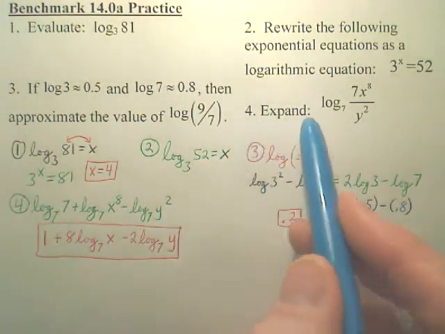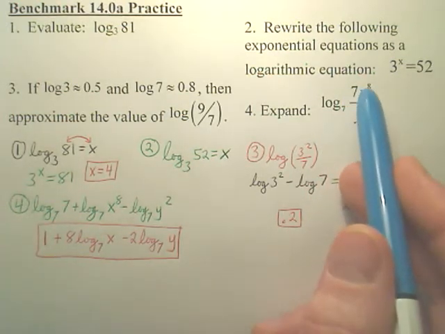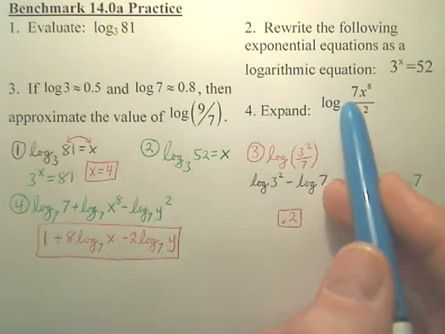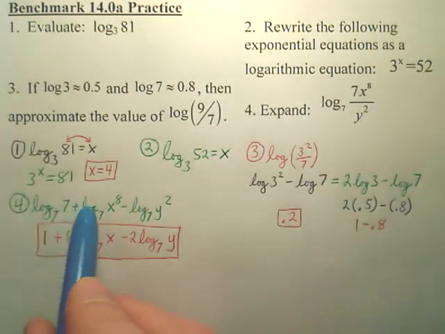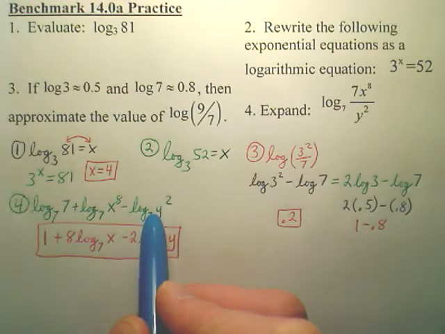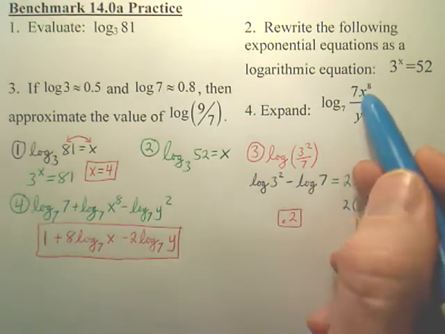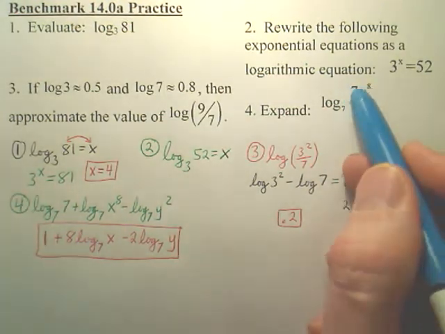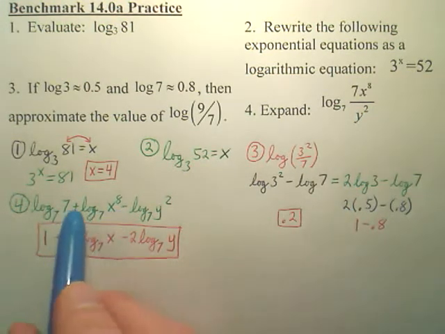And lastly, number 4, if we want to expand this, what you'll notice is there's 3 pieces inside of this log base 7. There's a 7, an x to the 8th, and a y squared. So there's the 3 pieces, all base 7. Now, why is this a plus and this a minus? Well, the x to the 8th is on top with the 7, so those are both plus. And this is on the bottom, so it would be a minus, divided. So the plus and the minus.